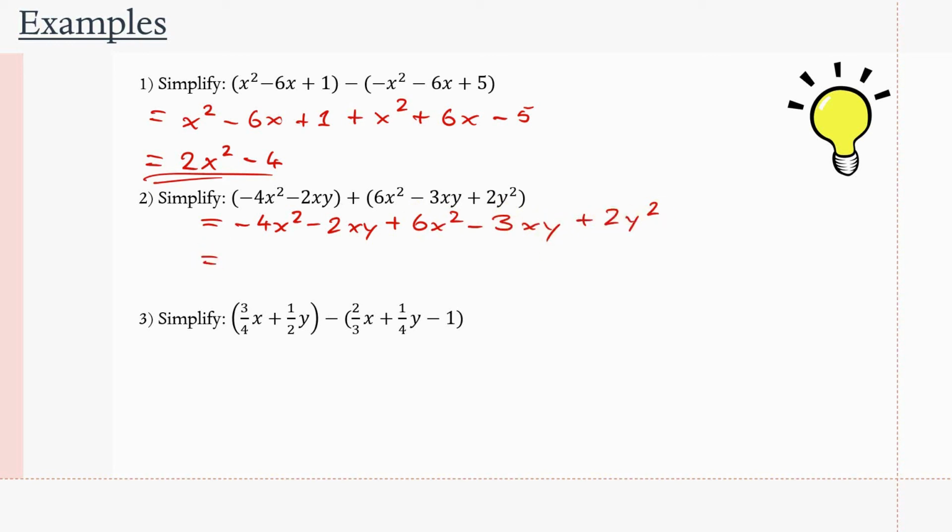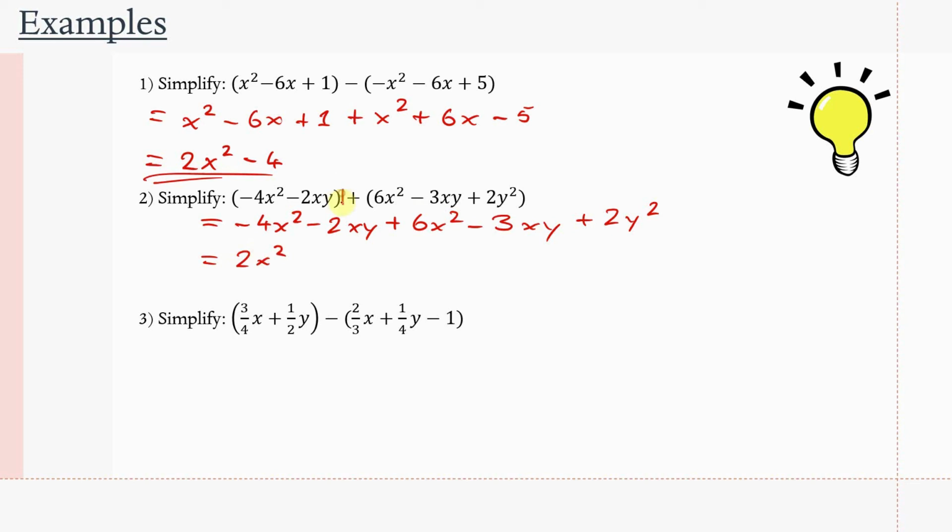Now we want to collect like terms. So we see that we have an x raised to the power of 2 and an x raised to the power of 2, right? So we're going to add those up. Negative 4, right? Where's the other one? Positive 6, right? Negative 4 plus 6 will give us 2x squared.